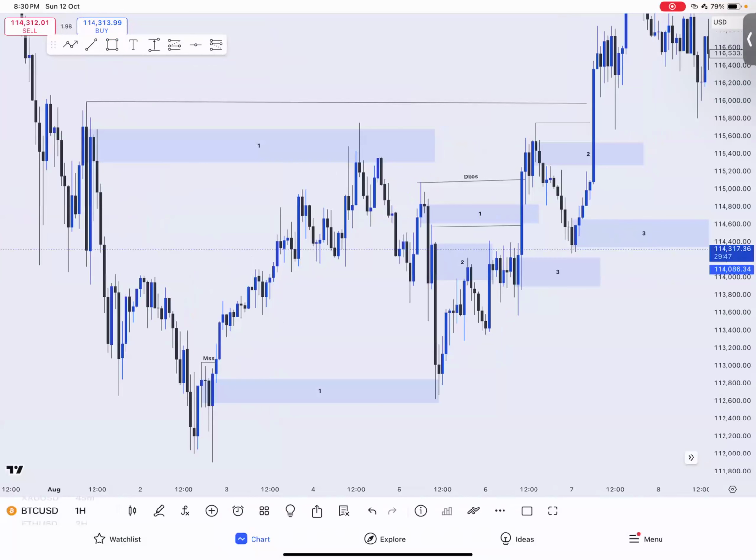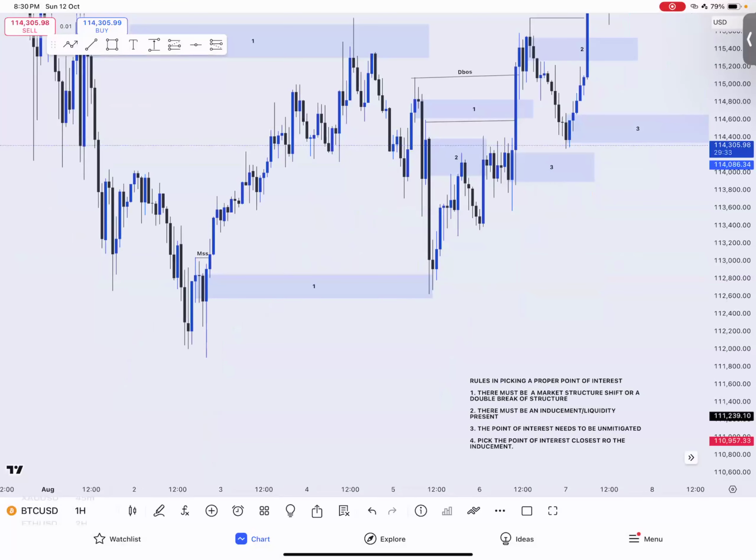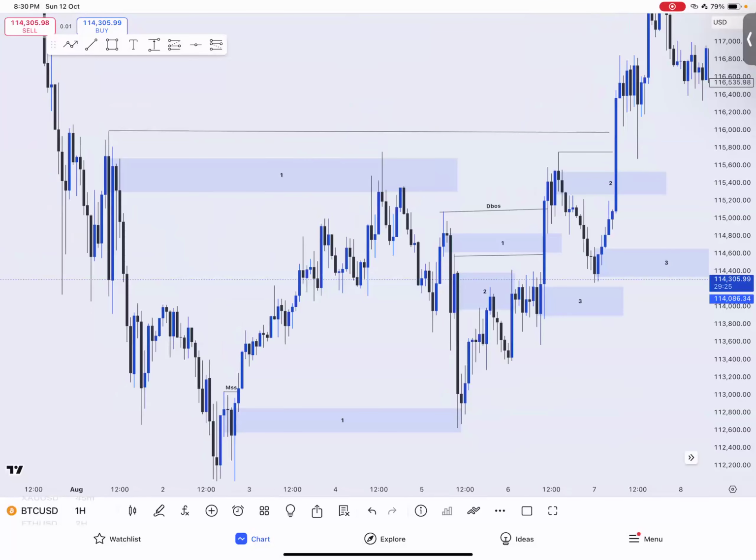You should ensure you see a market structure shift or a double breakout structure. There must be an inducement or liquidity present. It means that after you've gotten your double breakout structure or your market structure shift, and you've counted and marked out the possible points of interest there, remember, the possible points of interest are the breaker blocks or the other blocks. The moment you've marked all of them out, the next thing you should look out for is where the inducement is. You must mark out your inducement.